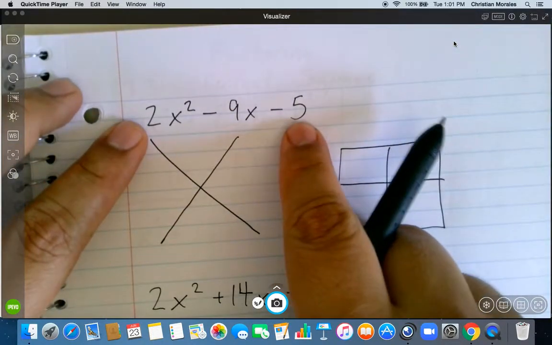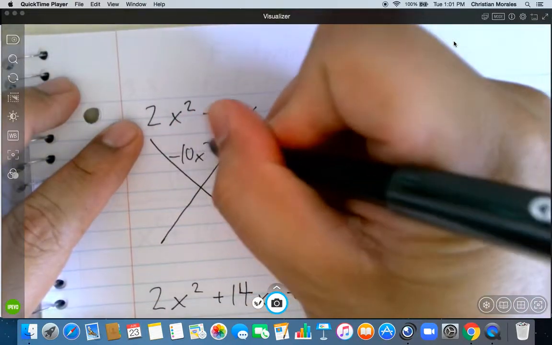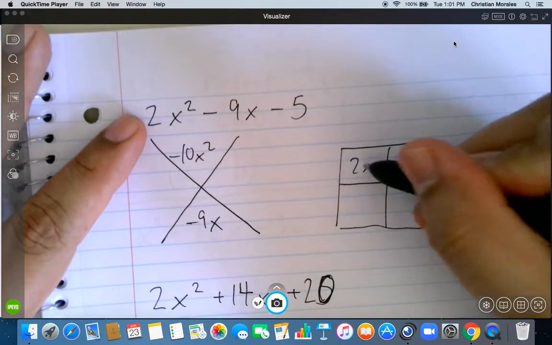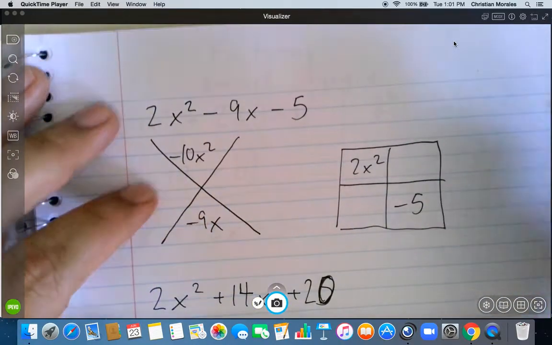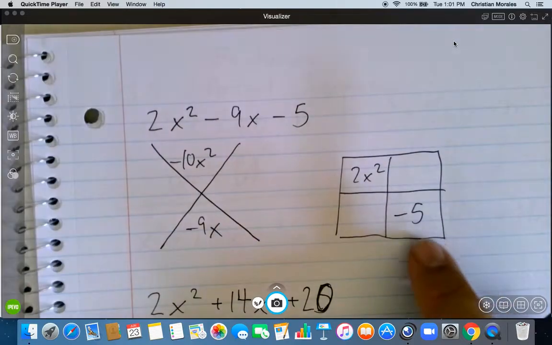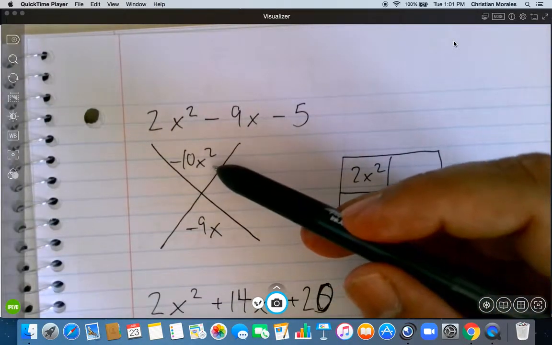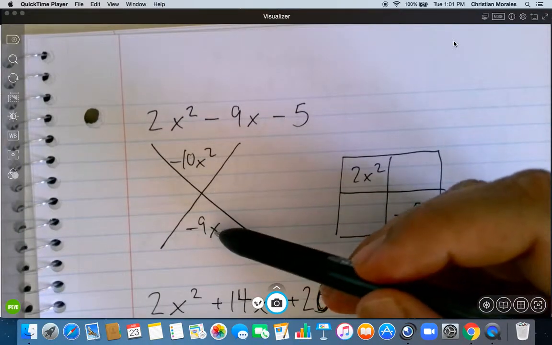So 2x times negative 5, that's going to be negative 10x squared, negative 9x. 2x squared goes here, negative 5. So yeah, if you see a minus sign, treat it as a negative number. Okay. So again, two numbers that make 9x squared but add up to negative 9x.